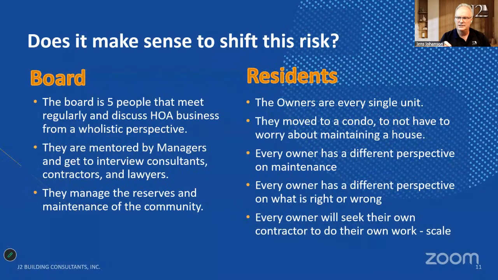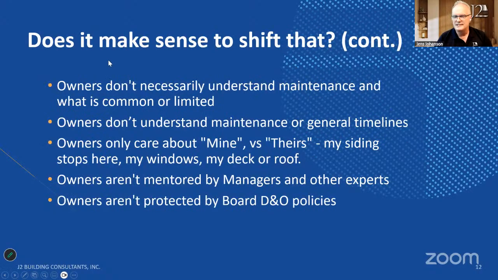The residents are owners of each individual unit, and 9 out of 10 of them moved into a condo to not have to worry about maintaining a house anymore. Every owner has a different perspective on maintenance. I didn't know what to look for. I didn't get advice from consultants and contractors. I'm not spending a couple hours every month talking about this stuff. Every owner has a different perspective on what's right or wrong. Those windows are fine. That old cracked stucco is great. Every owner will seek their own contractor to do their own work. And so we have a scale of efficiency, or economies of scale. We'll talk about that.